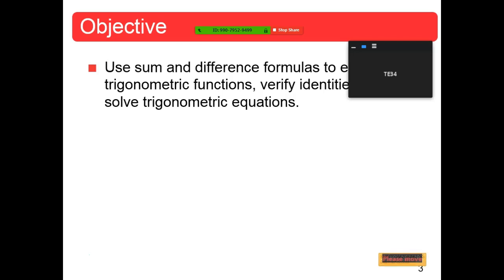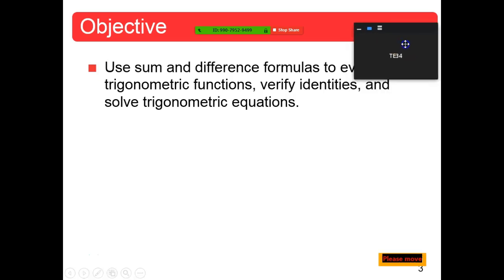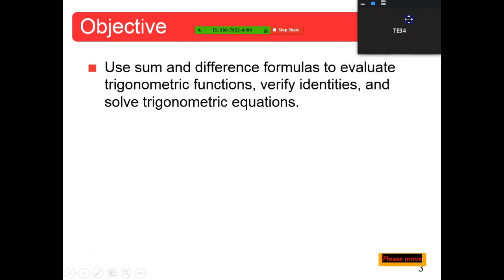Here's our objective. And Thomas is sitting right in the wording, so I got to move you out of the way, Thomas. Get out of the way. Okay, there you are. All right.